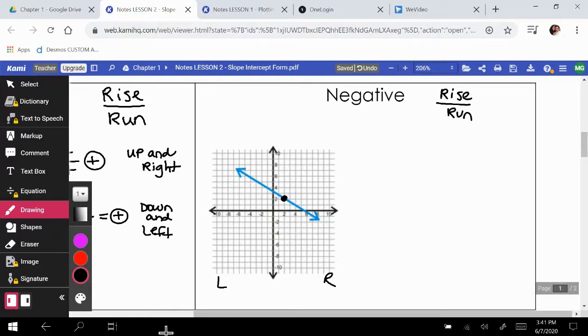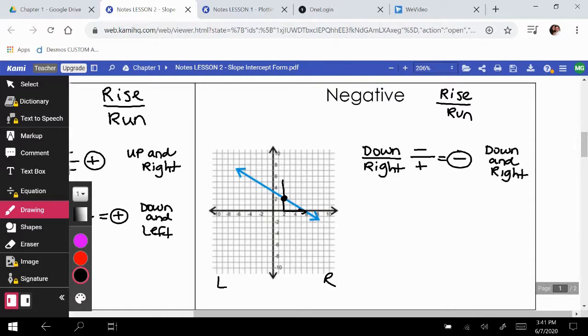I could either go down and to the right. The rise would be down. The run would be right. Remember, down is negative, and to the right, that would be a positive x value. So a negative divided by a positive is a negative slope. So again, down and right gives you a negative slope.